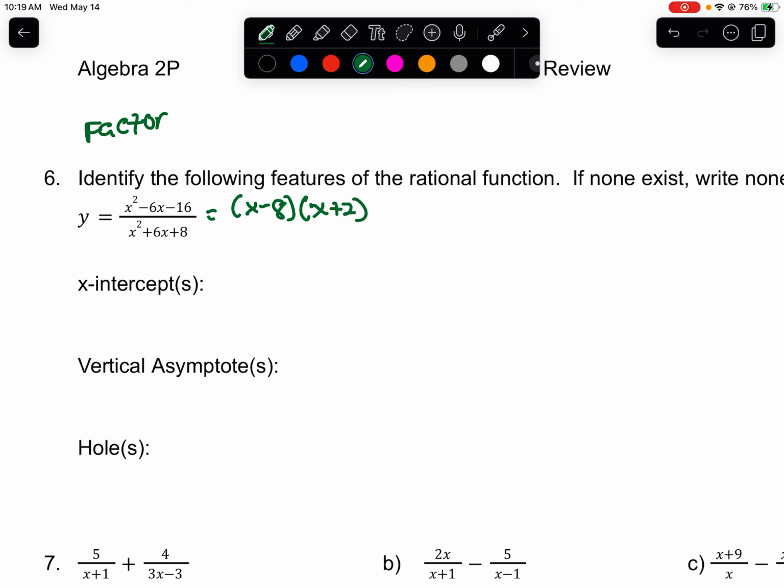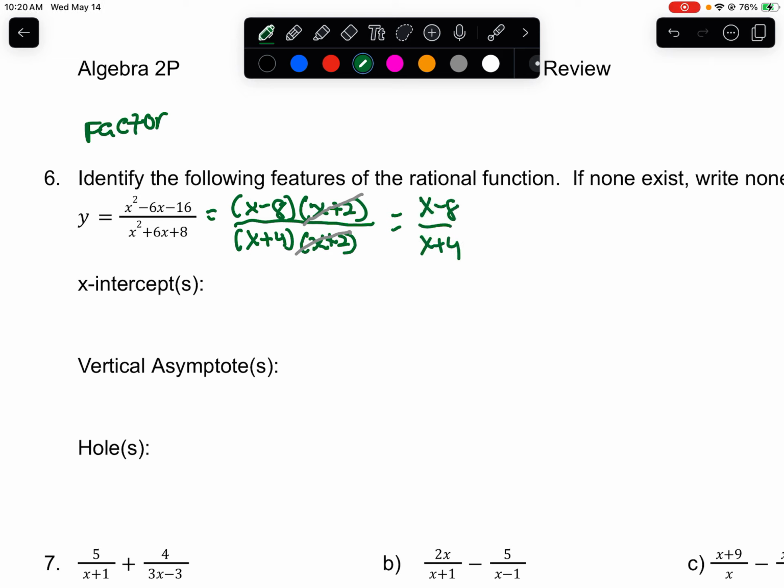What multiplies to 8 and adds up to 6? I'm looking at the bottom now. Well, I believe that's x plus 4, x plus 2. Notice the x plus 2 divides out. That is what gives us a hole, by the way. And we are left with x minus 8 over x plus 4.